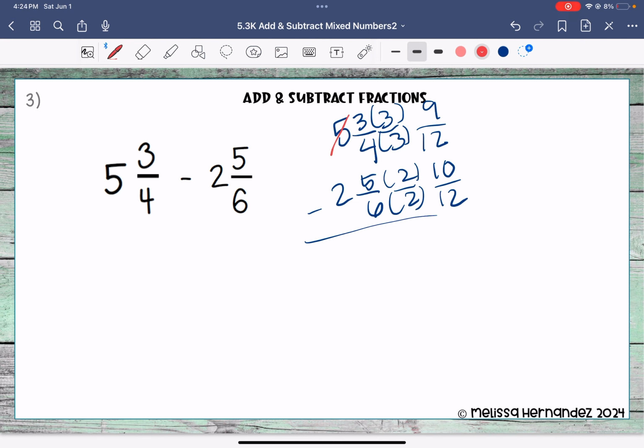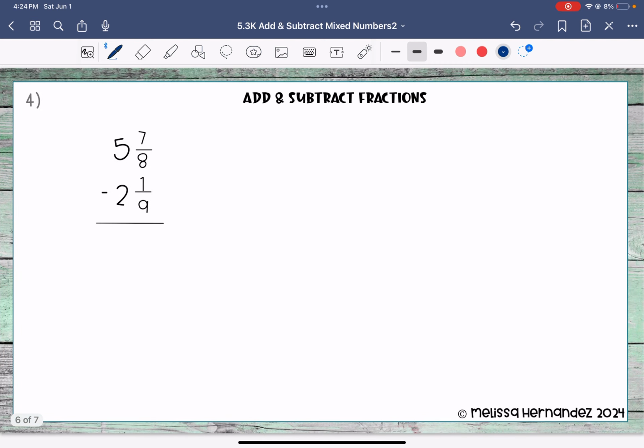We're going to take 1 from here. This becomes 4. I'm going to add that 1 over here. This becomes 21 over 12. Now 21 over 12 minus 10 over 12 actually works. It can be solved. 4 minus 2 is 2. That's our final answer. Okay, for the last one, I encourage you to pause the video, try to solve it yourself, and then unpause and come compare it with my work.